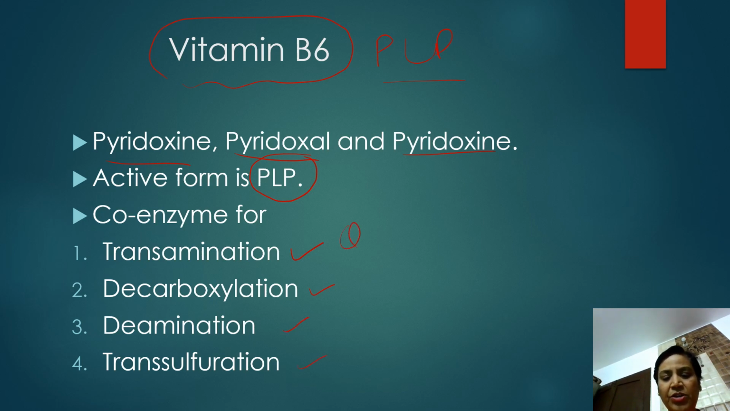Very, very important question. So many times it has been asked in the exam. The coenzyme required for transamination is PLP. Similarly, decarboxylation, where D means removal of carbon dioxide, requires PLP. Also removal of the amino group and transfer of the sulfur group.